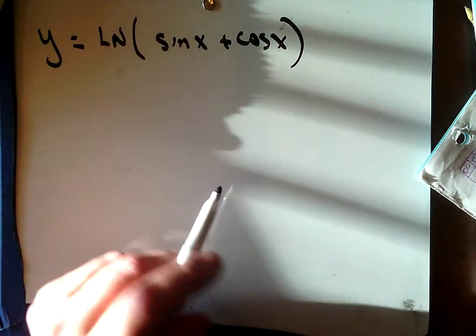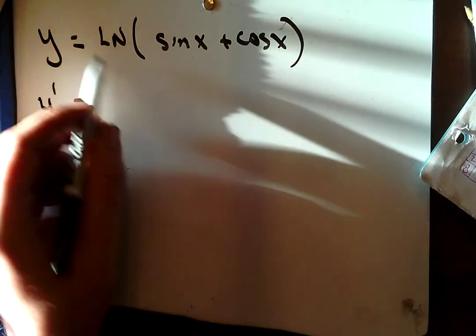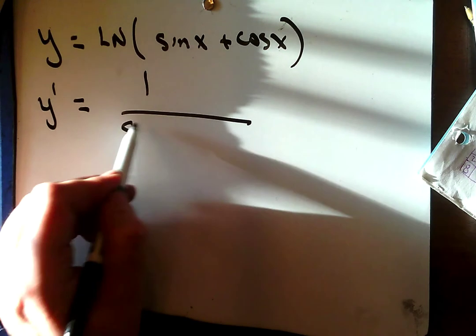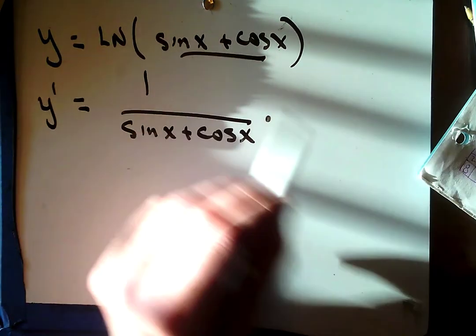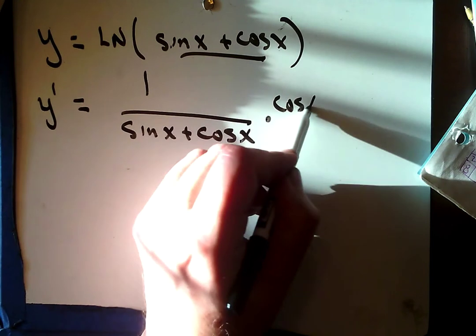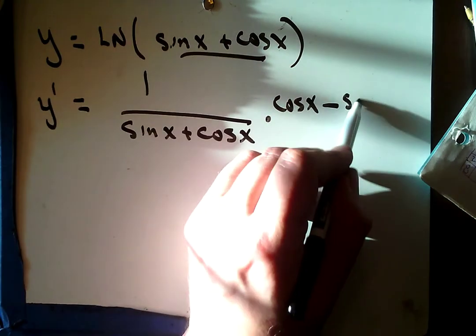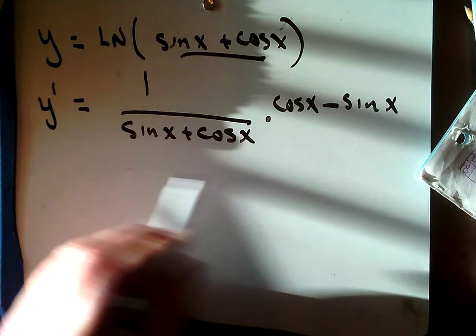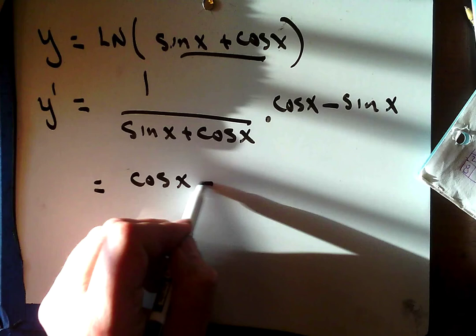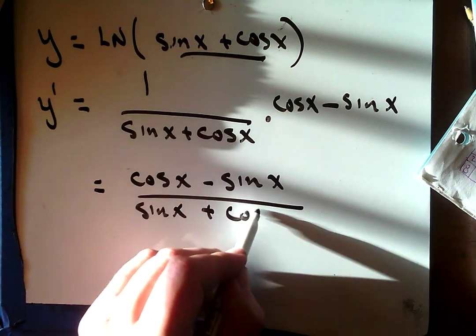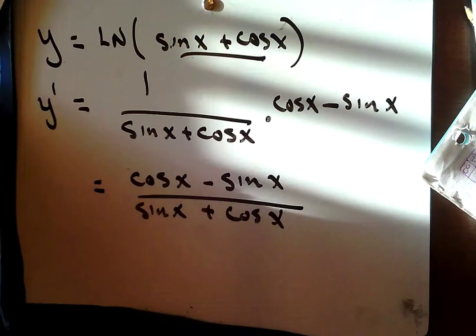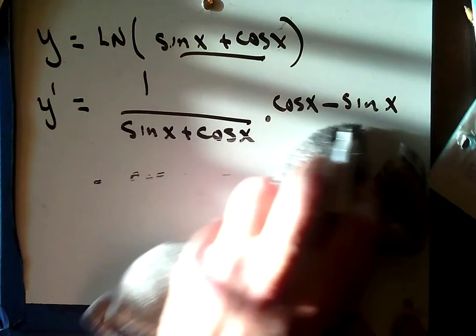Please find the derivative of this. Okay. Y prime, derivative of ln of stuff is 1 over stuff times the derivative of stuff. The derivative of sine is cosine, derivative of cosine is minus sine. And so I end up with cosine minus sine over sine plus cosine. Good? All right. How about this one?